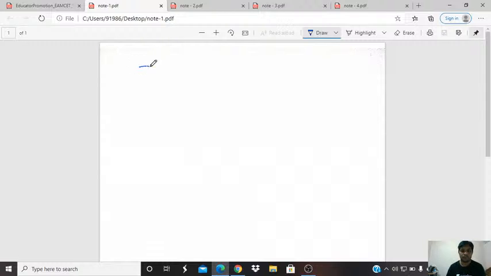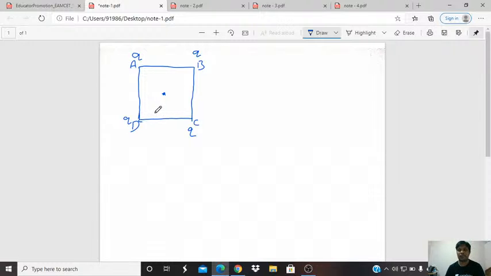See, that problem is: four identical charges are placed at four corners of a square. Identical charges Q, Q, Q, and Q. Find the charge to be placed at the center, that is capital Q, placed at the center of the square, so that the system of charges is in equilibrium.